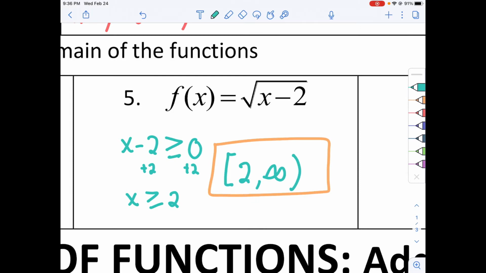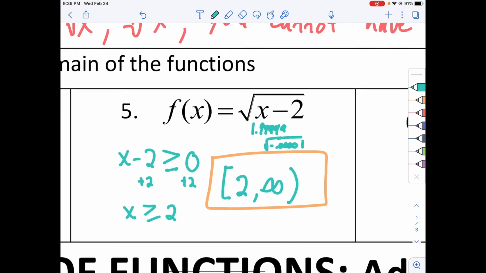Okay? And let's think about that, right? You plug in 2, you would get the square root of 0, which is perfectly fine. But as soon as you go smaller than 2, you go 1.99999, you're going to get the square root of negative 0.00001, right? That's still a negative inside of the square root, okay? You can't get that. So then anything smaller than 2 doesn't work. Okay?